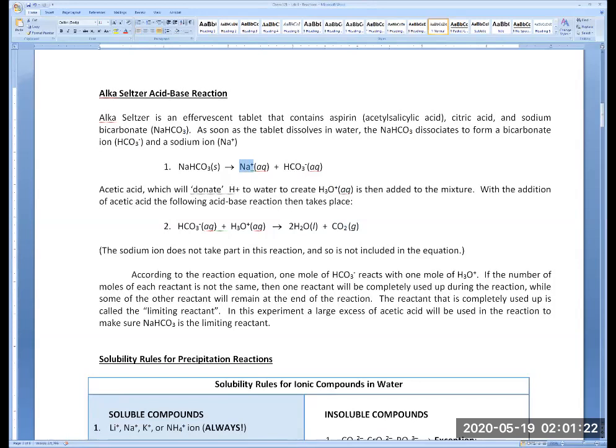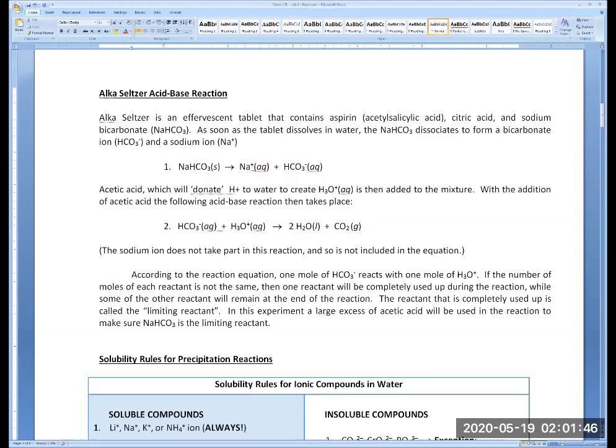And so, according to the chemical equation here, 1 mole of HCO3 -1 will react with 1 mole of H3O+ and make 2 moles of water. So here, this is really separated, 2 moles of water and 1 mole of CO2, right? So it gives you the proportions in which they react.